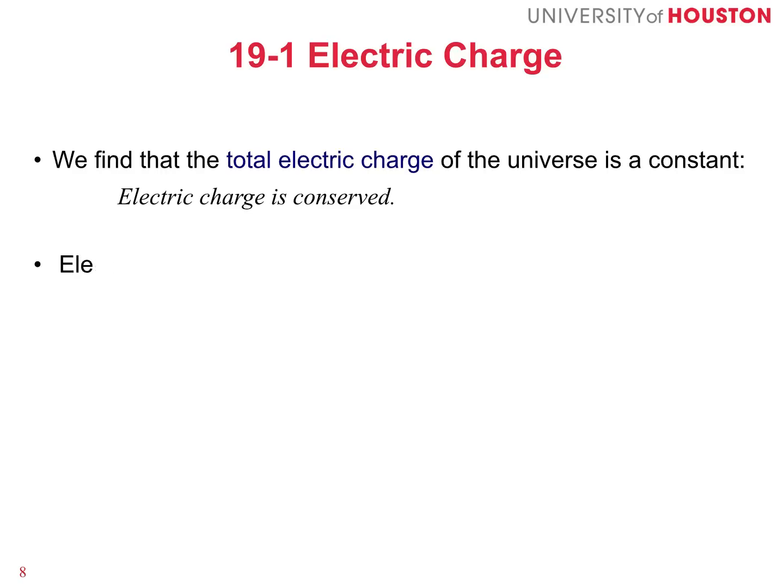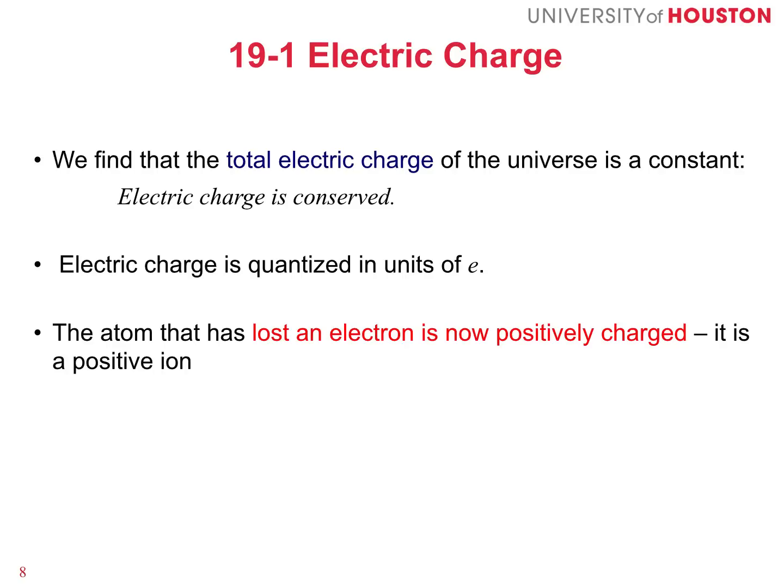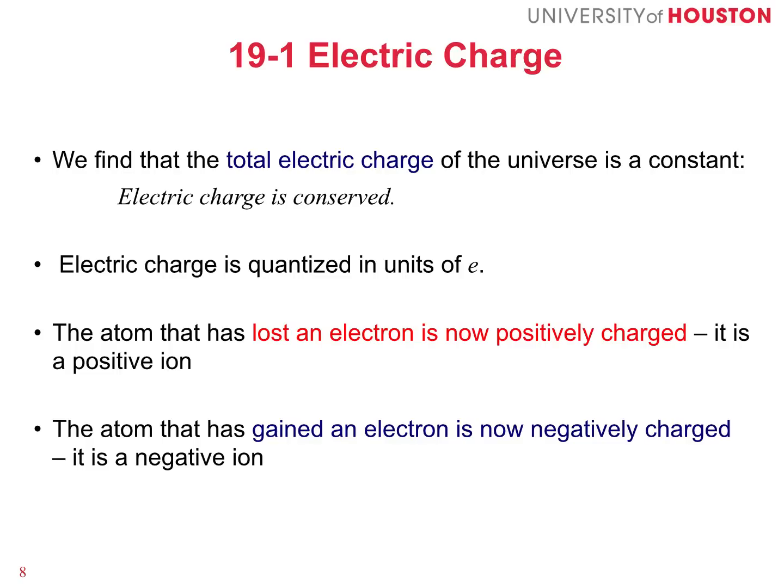The electric charge is also quantized in units of e. What that means is e, this 1.6 × 10^-19 coulombs, is the smallest value electric charge can take. The next smallest value is twice that number, the next smallest value is 3 times that number, etc. We should also note that when an atom loses an electron, it becomes positively charged, and we refer to this as a positive ion. When an atom gains an electron, it becomes negatively charged, and we refer to this as a negative ion.